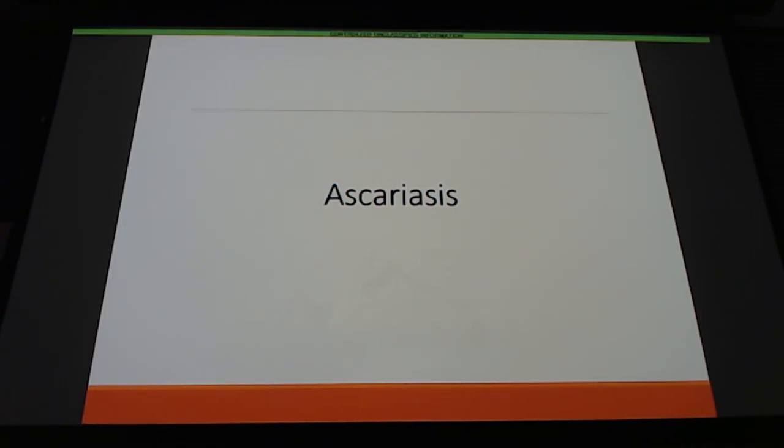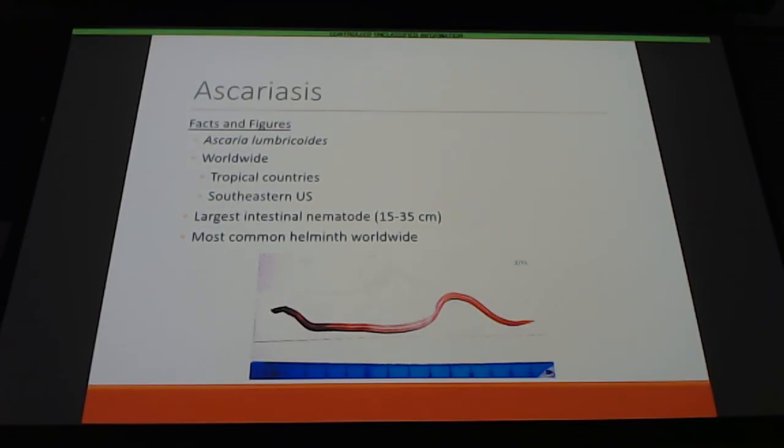All right. Okay, this is the most common intestinal helminth infection in the world. This happens worldwide, mostly in tropical countries. It does happen sometimes in the southeastern aspect of the United States. So yes, it does happen here.